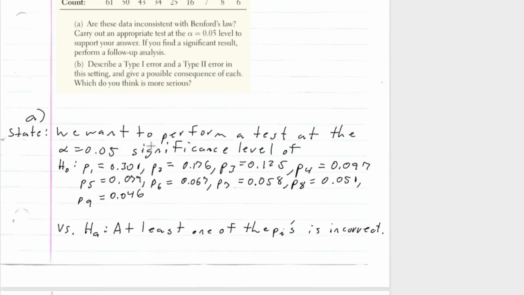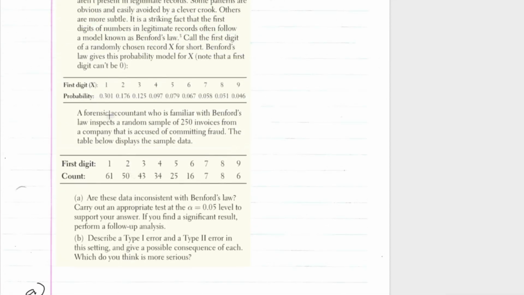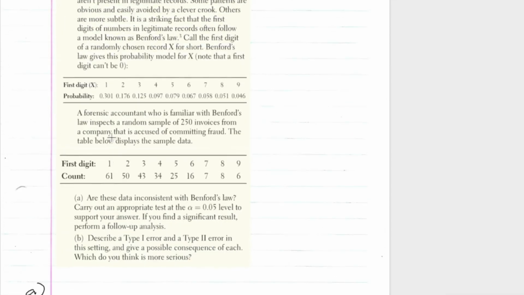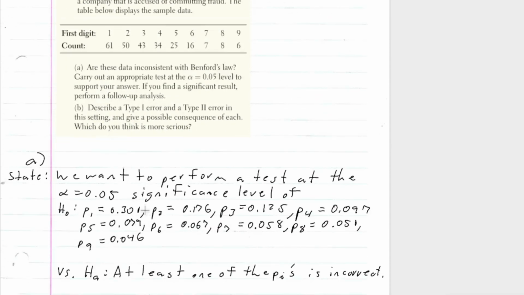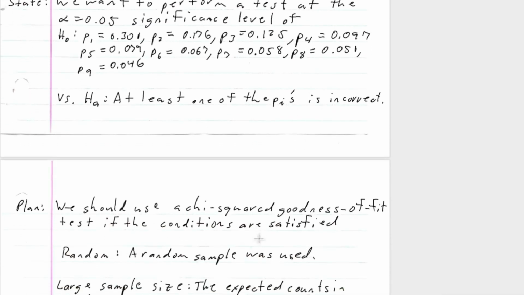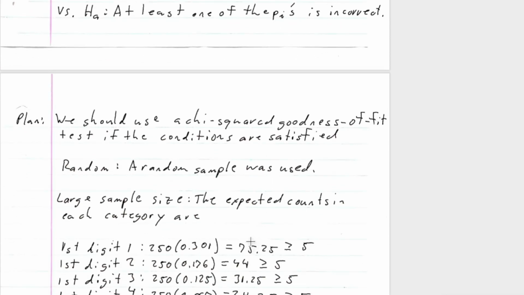So we want to perform a test at the alpha equals 0.05 significance level. Our null hypothesis is going to be that, yes, it does follow Benford's law, that the proportions in our sample follow Benford's law. P1 is going to represent this proportion, the first digit being 1, which is about 30%. The alternative is that at least one of the P sub i's is incorrect. So we should use a chi-square goodness of fit test if the conditions are satisfied.